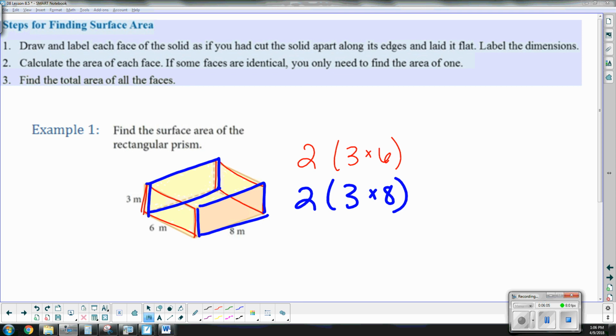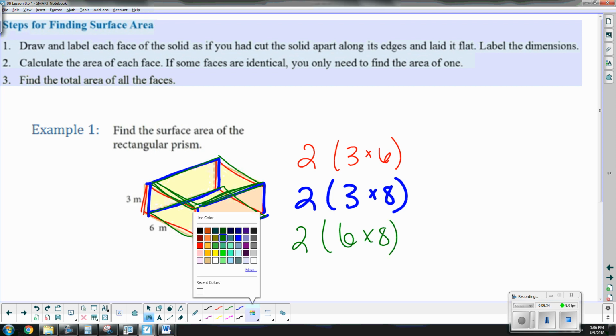And then lastly, we have the top one, which is the same as this bottom face. So we have the top and the bottom, which are the same, the left and the right, which are the same, and the front and the back, which are the same. So the top and the bottom, we have two of those, and they measure 6 by 8. So we're going to find each of these faces.